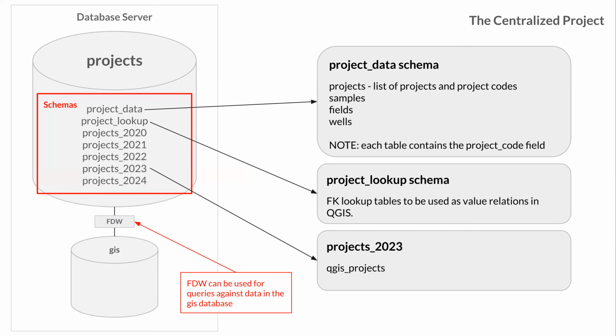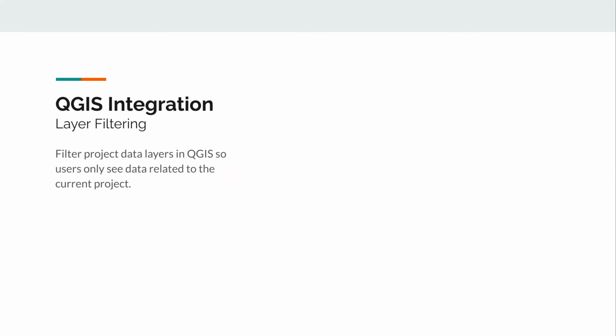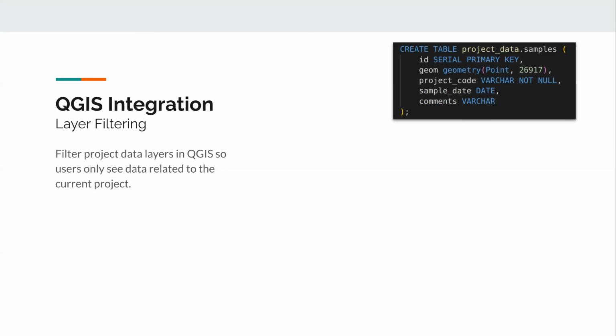Now, the same foreign data wrapper can be set up when we want to pull data from the GIS database. We can also set up that reference data schema if we want. We really have to determine what is needed in terms of access to related data. So filtering is important. We can filter project data layers in QGIS so users can see data related to the current project. So imagine this, we've created a samples table. It's not very complicated. It has an ID field, which is the primary key, a geom field, which is just a point, a project code field, a sample date, and comments.